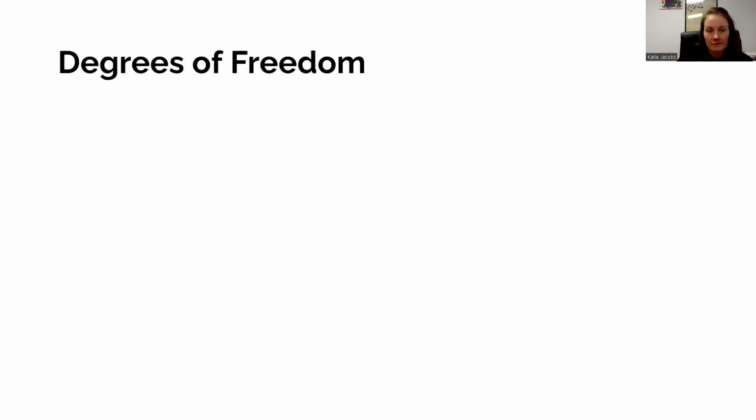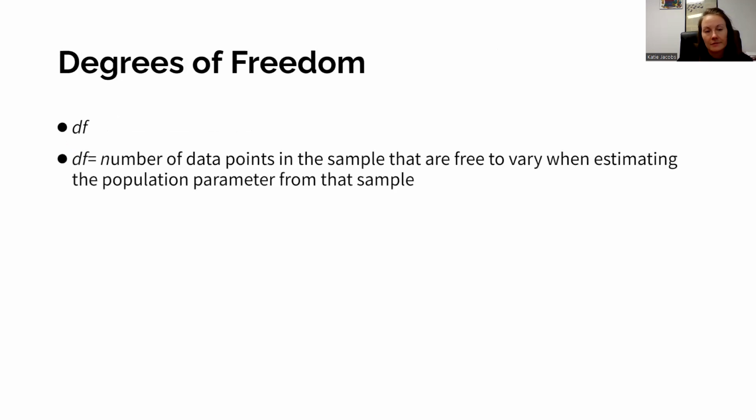All right, so degrees of freedom, df. Again, this is the number of data points in the sample that are free to vary when estimating the population parameter from that sample. We went through these already. The other way is just to take the entire sample size of both groups combined and subtract 2. It's the same thing.